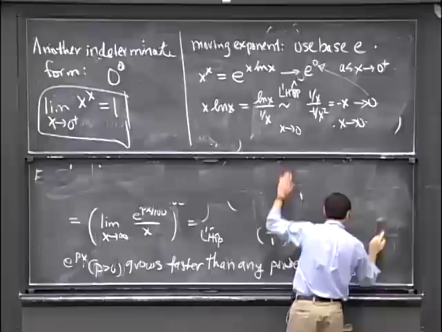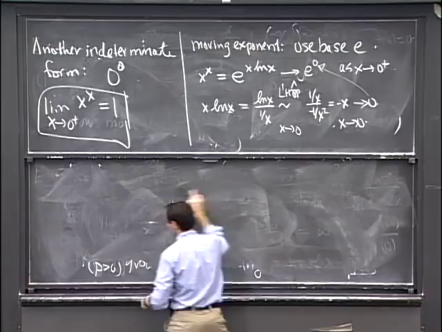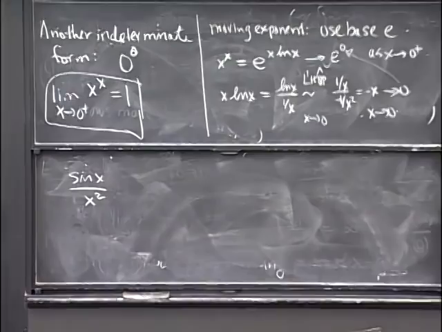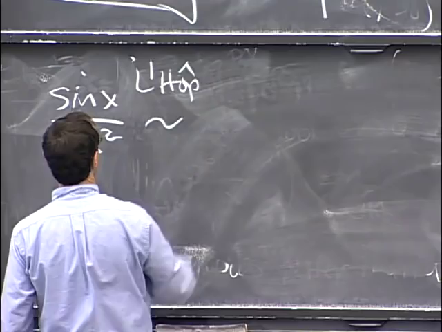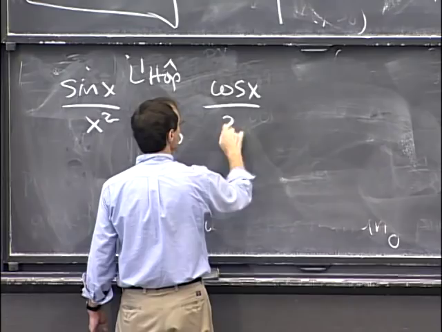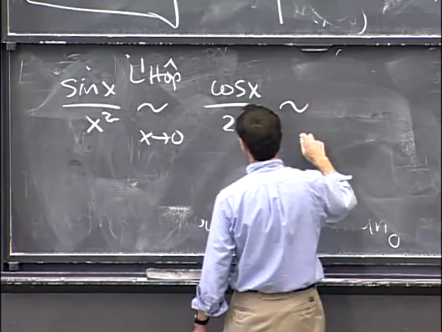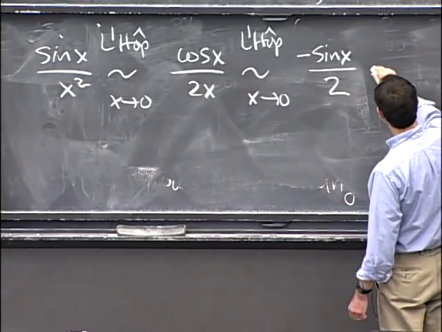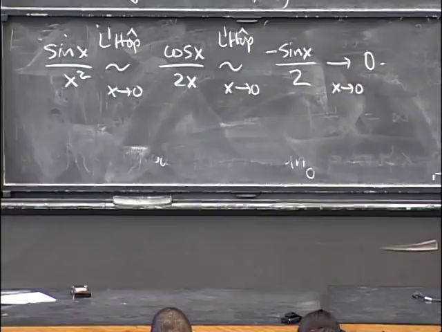Now, let me give you one more example. Suppose you're trying to understand the limit of sine x over x squared. If you apply L'Hopital's rule, as x goes to 0, you're going to get cosine x over 2x. And if you apply L'Hopital's rule again, as x goes to 0, you're going to get minus sine x over 2. And this, as x goes to 0, goes to 0.